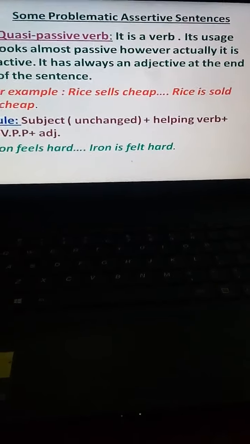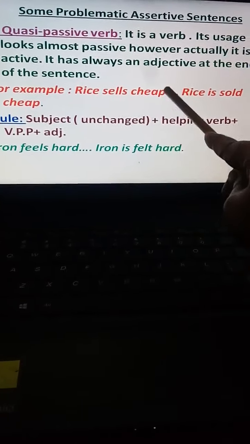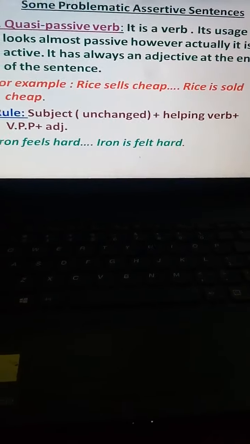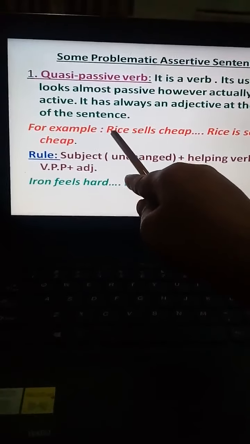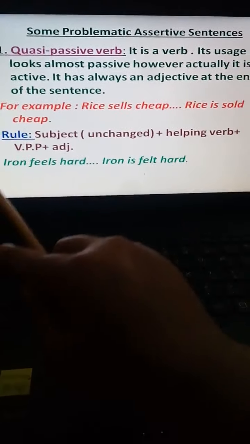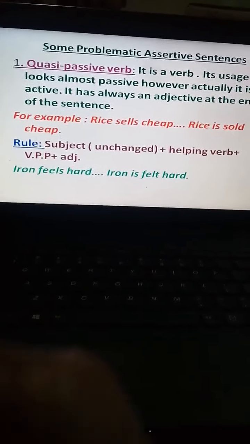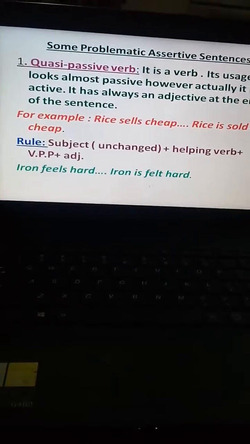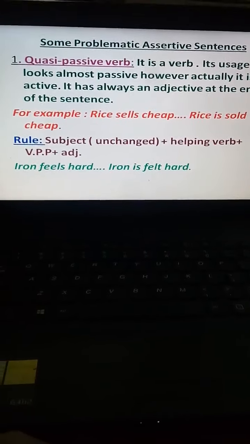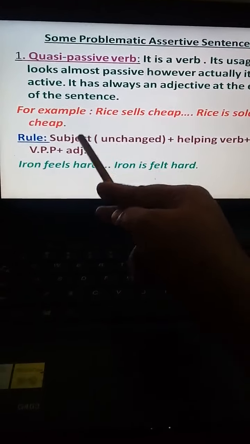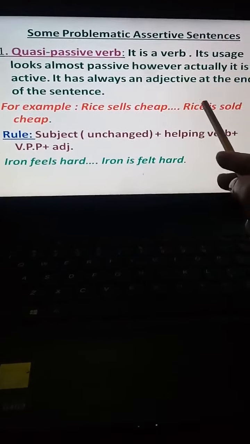Someone can sell rice, but the structure, or the meaning, gives you the sense of a passive form, but it is actually an active form. And the passive form of this sentence is "Rice is sold cheap." Cheap is an adjective. So what is the rule of the passive form of this sentence? That is, the subject should be unchanged. That means rice should be the subject of the passive form again.